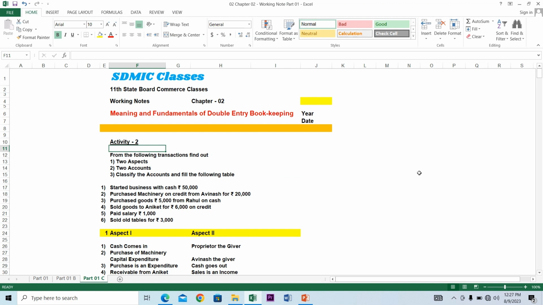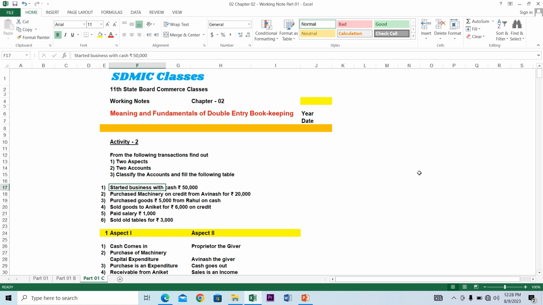Now activity 2. From the following transactions, find out two aspects, two accounts, and classify the accounts. Here I will show you one more step, passing the journal entry. So here it is up to classification of accounts, and I will also show you how to pass the journal entry. With these 6 points I will explain to you.